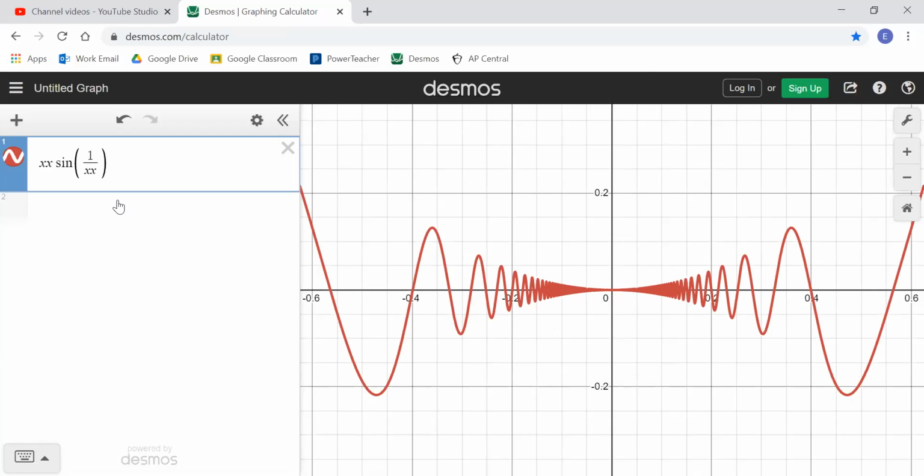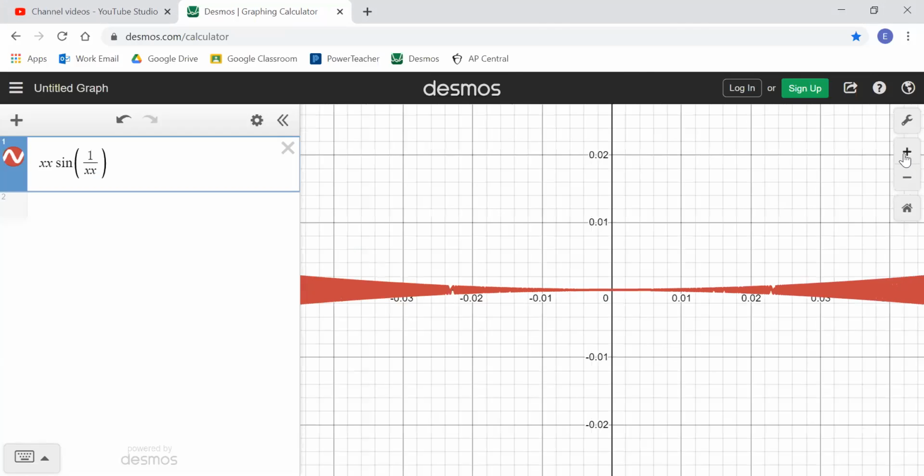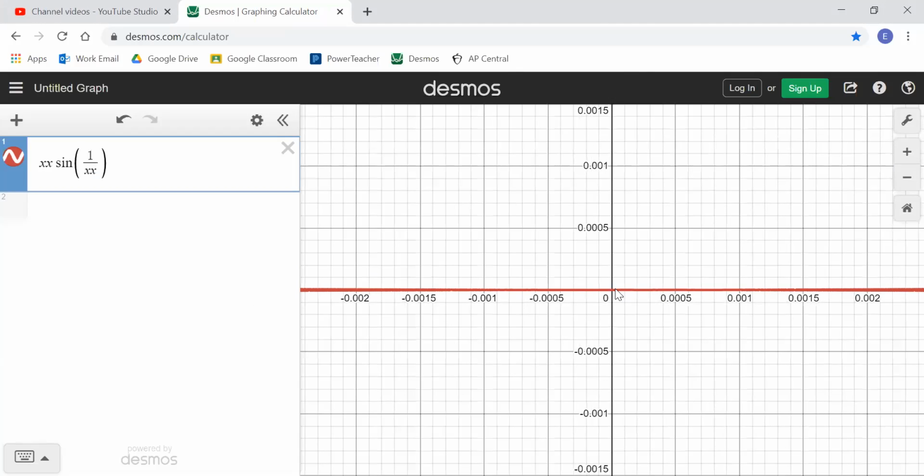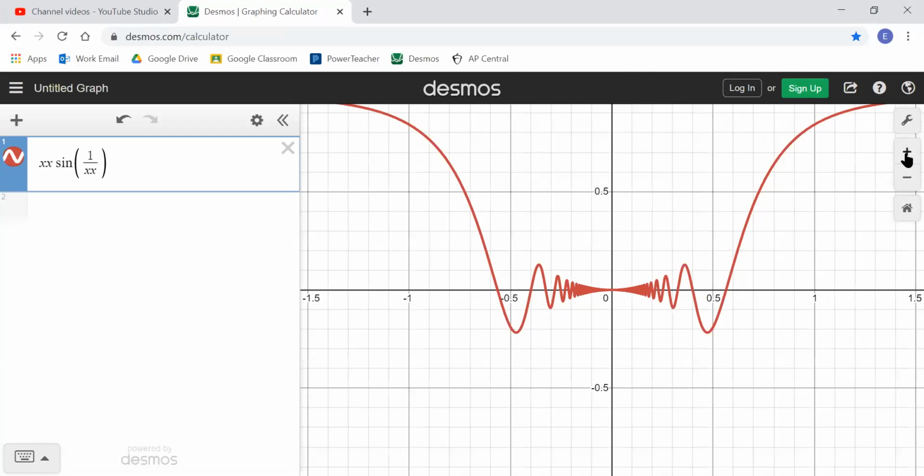Thank you. So we've got x squared sine of 1 over x squared. It certainly looks like the limit is, and if I zoom in even more, what does it look like that limit is? Sure looks like it's coming down to 0, doesn't it? Right? Sure looks like that.